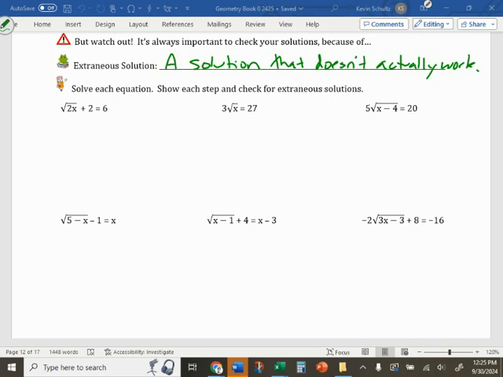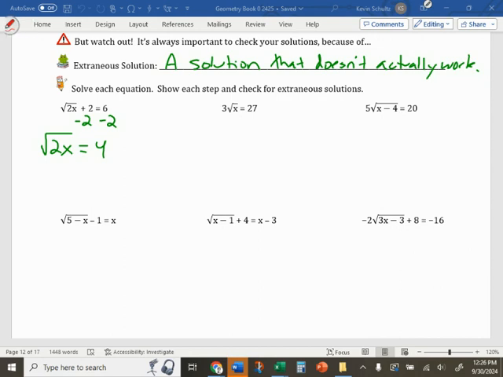We're going to start with the root of 2x plus 2 equals 6. Think opposite operations. What are we going to be doing first? 6 minus 2. Start with the addition and subtraction. Subtract 2 from both sides, opposite operations, and we get the root of 2x equals 4.